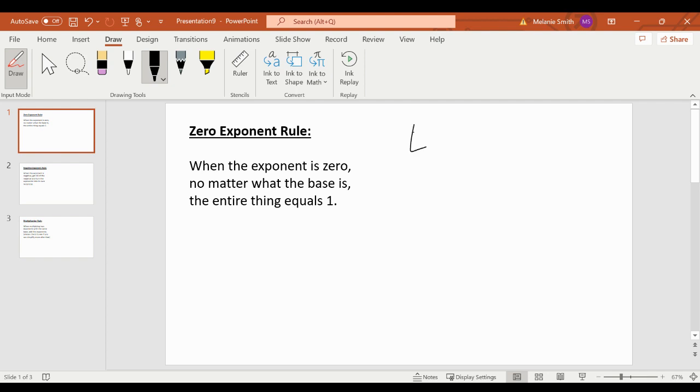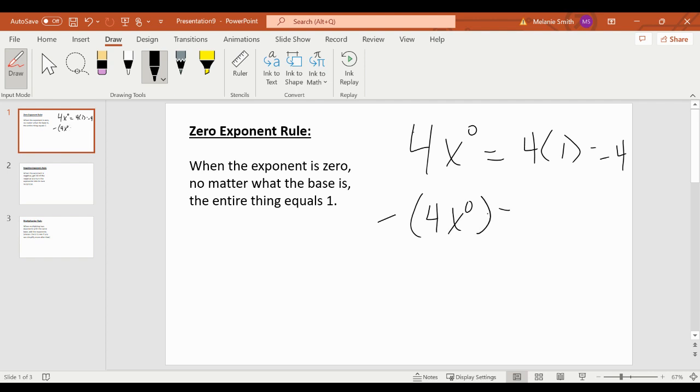So let's say we had, instead of in parentheses 4x, we just had 4x to the zero power. The x would become 1, but the 4 remains. So that would just be 4 times 1, and that would be 4. If I had, say, negative 4x to the zero power, that negative is outside the parentheses. That 0 should be inside the parentheses. That negative is outside the parentheses. So I'm going to do the 4x to the 0 power first and then make it negative.